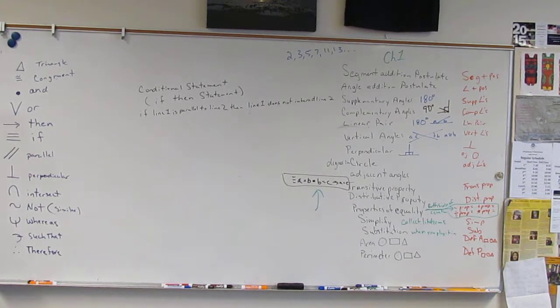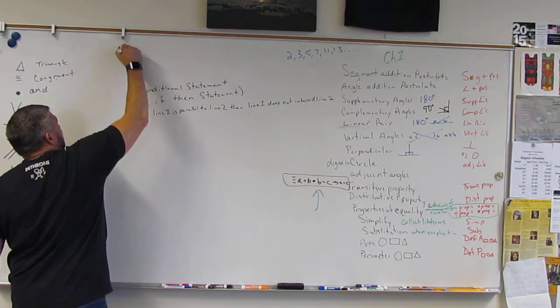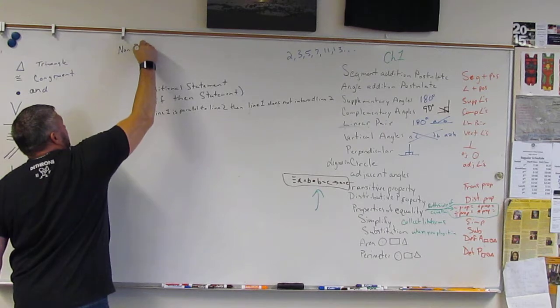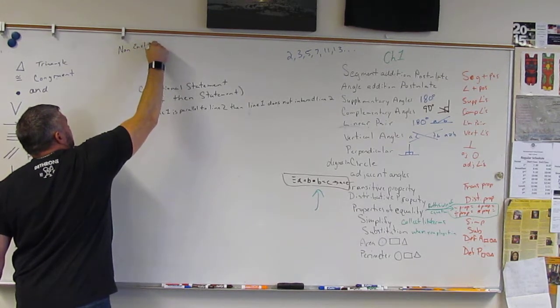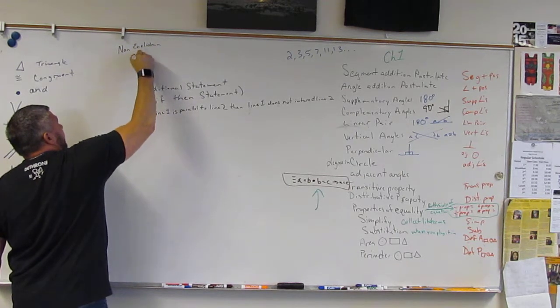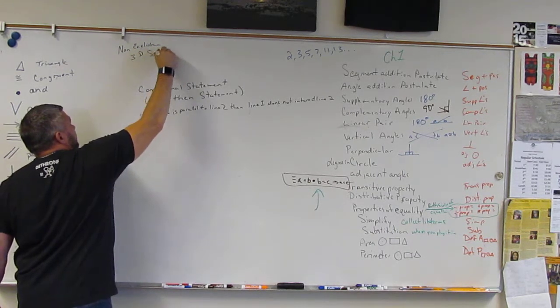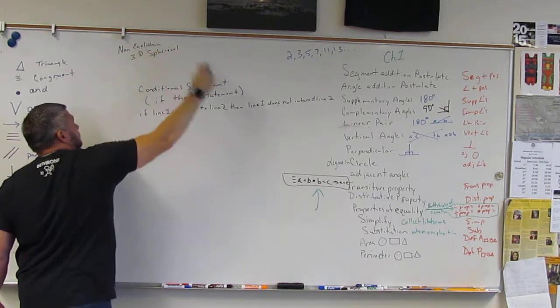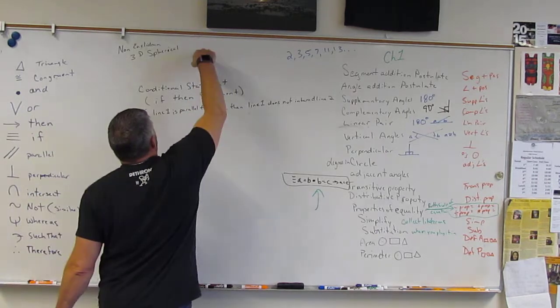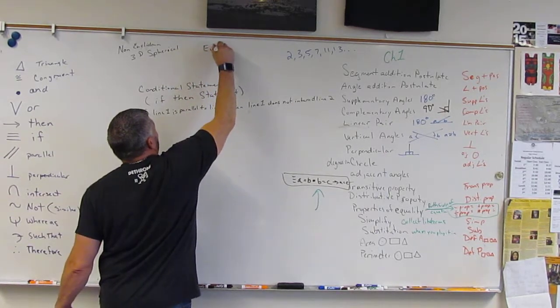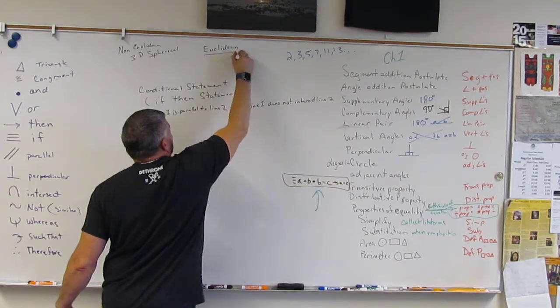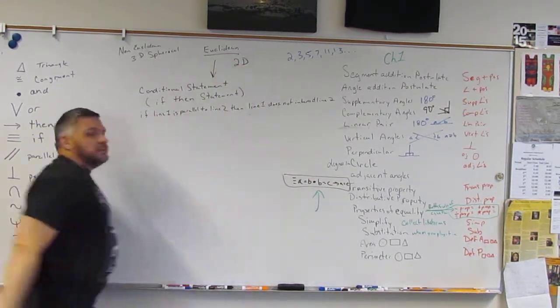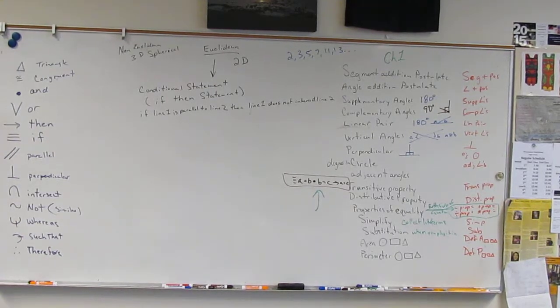Your geometry is going to be two-dimensional geometry. We're not talking about three-dimensional geometry. Three-dimensional geometry is something called non-Euclidean geometry, or what we call spherical geometry. What you will be learning is called Euclidean, two-dimensional. Let me give you a small example of what that means.